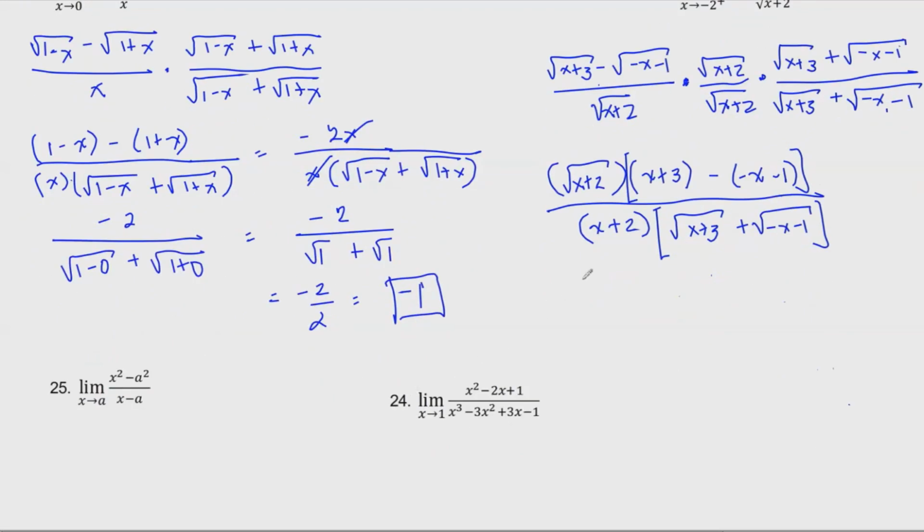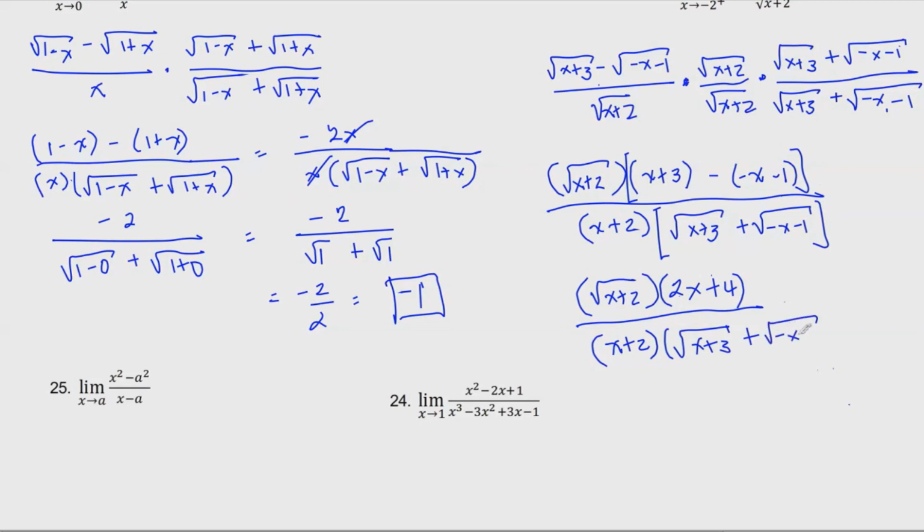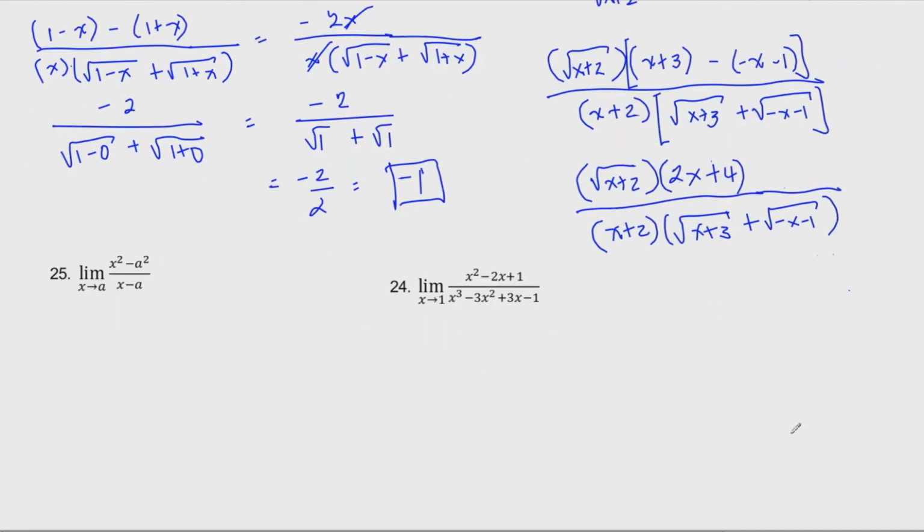Okay, so with this we have square root of x plus 2 multiplied with x plus 3 minus negative x minus 1. You can simply do x minus negative x, that is equal to 2x. Then 3 minus negative 1 is 3 plus 1, so what we have is 4. And then this one is x plus 2 multiplied with square root of x plus 3 plus square root of negative x minus 1. Now, as you can see here, this 2x plus 4 can be factored out. So we have 2 times x plus 2.